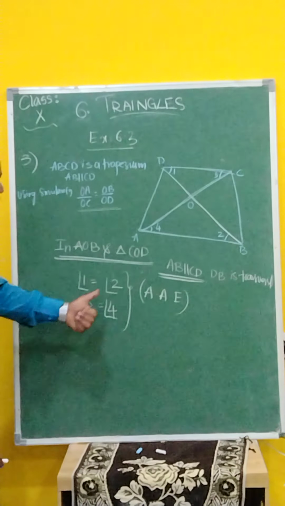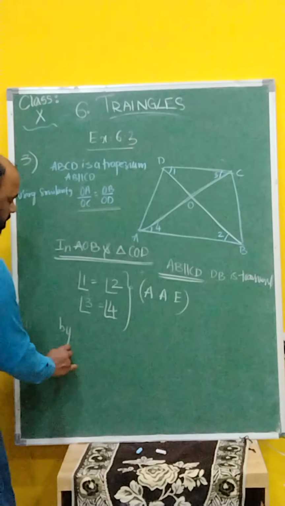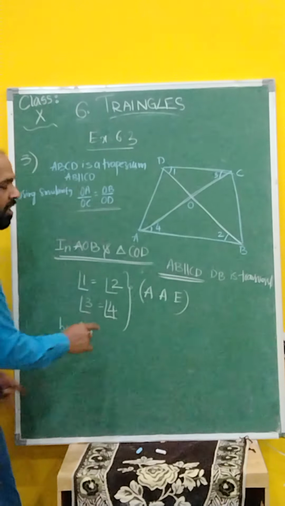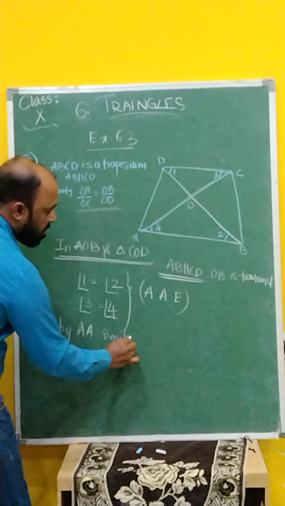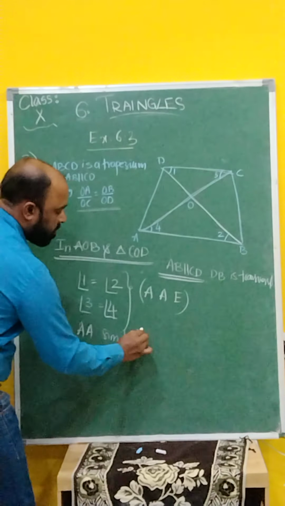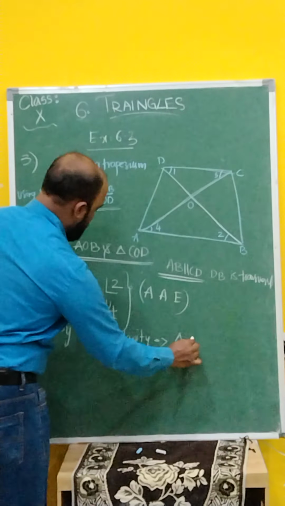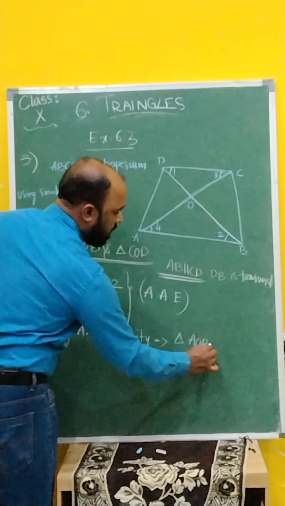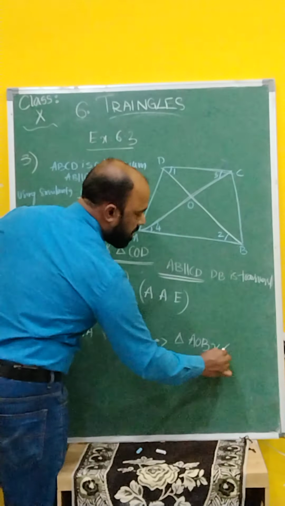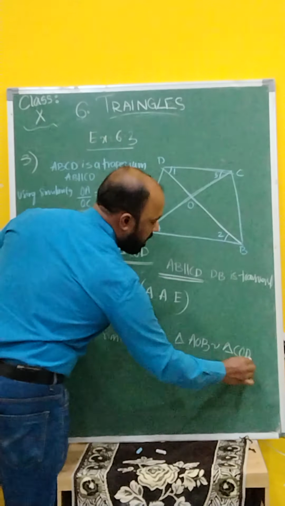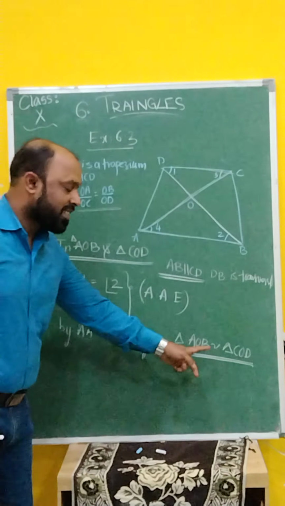Now, what similarity is working? By AA similarity. Only two angles are working here. AA similarity. Triangle AOB is similar to triangle COD. This is the answer. Clear, children? Finally, similarity done.